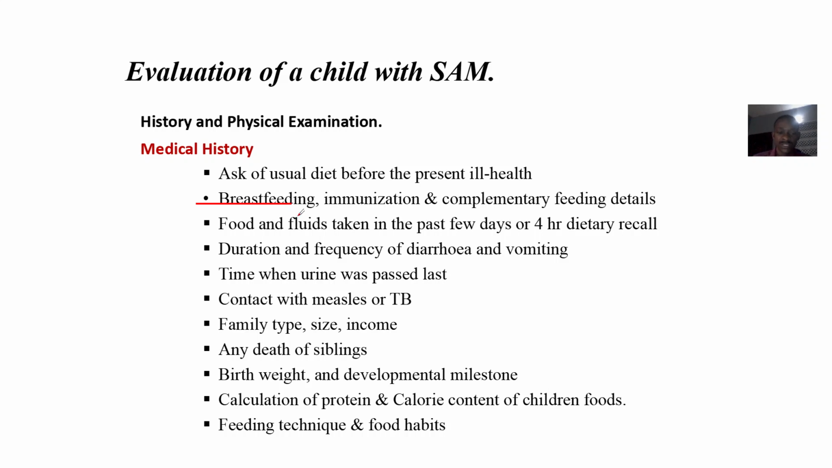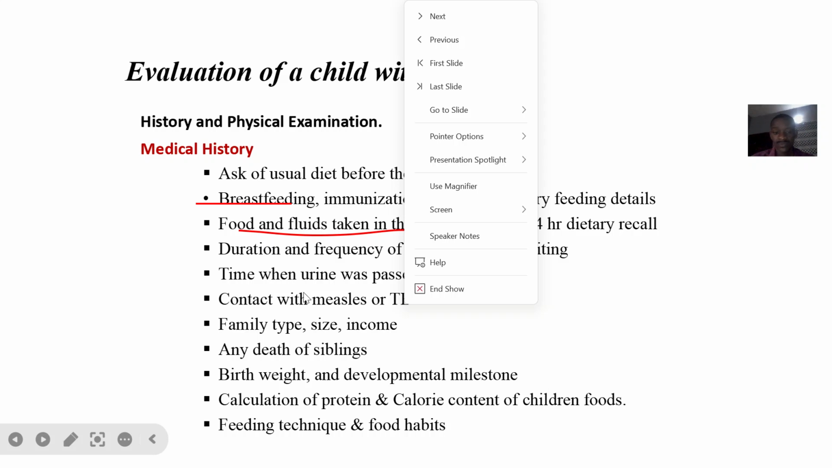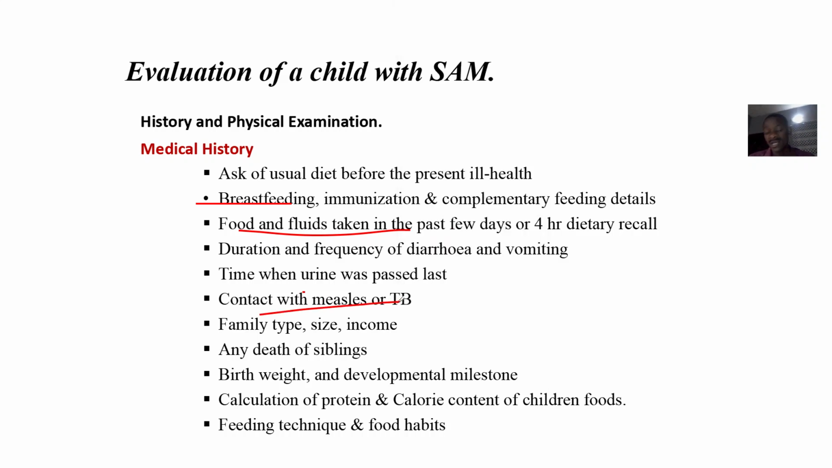Right. So for food and fluids, you also ask about the food and fluids that the child has taken in the past few days, or a 24-hour dietary recall. Then the duration and frequency of diarrhea and vomiting, and the time when urine was passed last. You ask if the child has had any contact with anybody that has measles or tuberculosis. You ask about the family type, family size, and family income.